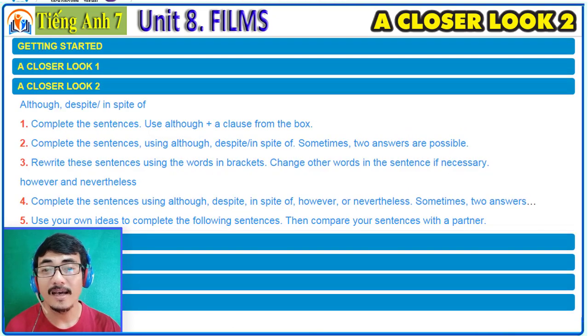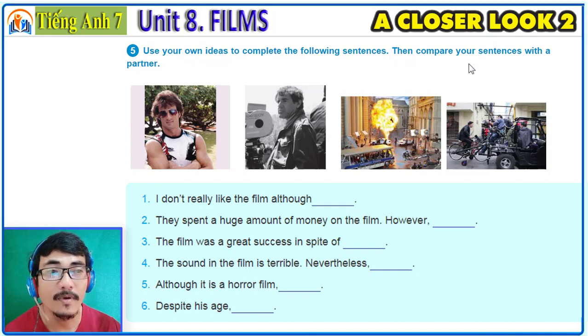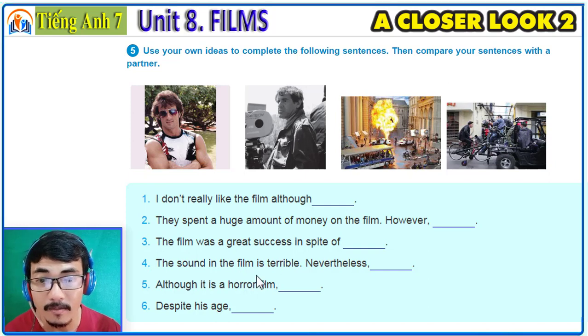Okay. We move to the last activity, 5. Use your own ideas to complete the following sentences. Then compare your sentences with a partner. Okay, so you complete the sentences yourself. So here are 4 pictures. A very famous actor, a film director, 2 film scenes here. So here are 6 given sentences. So you complete the sentences with your own idea. I'll help you somewhat. 1.